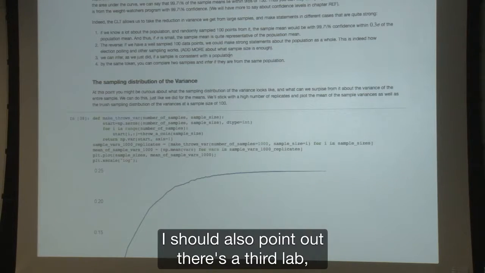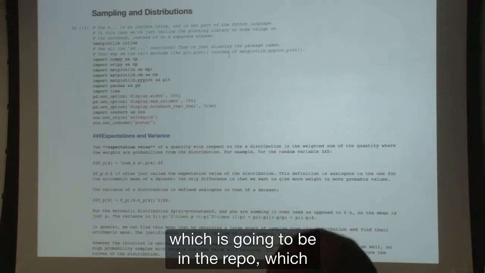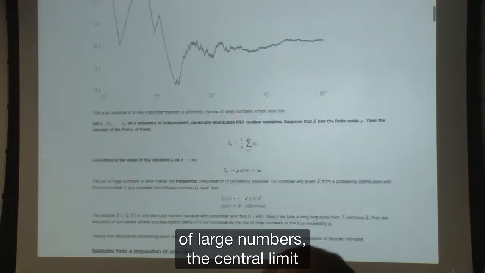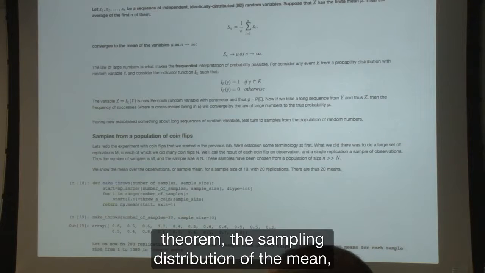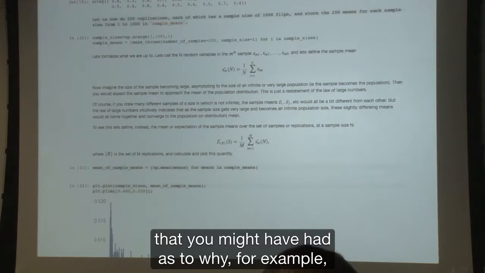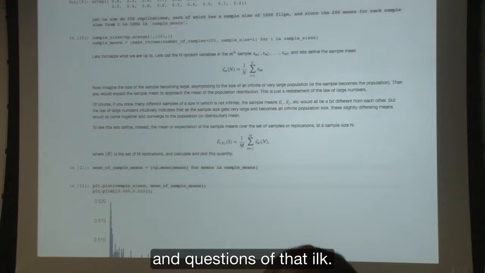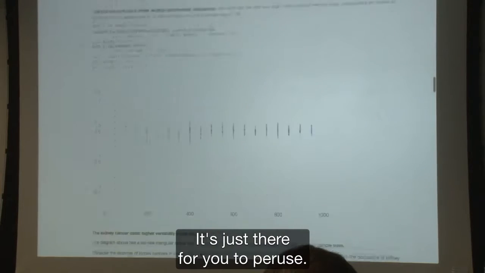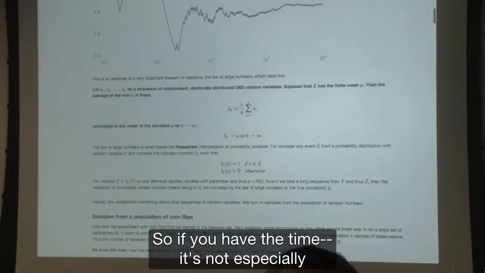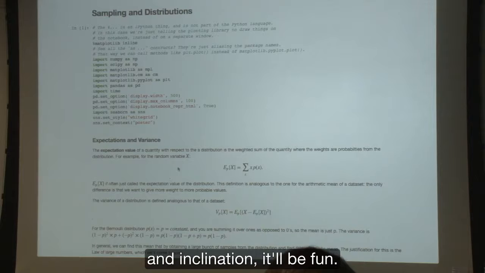which should follow. I should also point out that there's a third lab, which is going to be in the repo, which is talking about sampling and distributions, and that talks a lot about the law of large numbers, the central limit theorem, the sampling distribution of the mean, and the sampling distribution of the variance, and probably answers some questions that you might have had as to why, for example, in a sample, when you get the standard deviation, you divide by n minus 1, and not by n, and questions of that ilk. I won't go over this lab; it's just there for you to peruse. It's got a lot of interesting stuff in it. It's not especially needed for this course, but if you have the time and the inclination, it'll be fun.